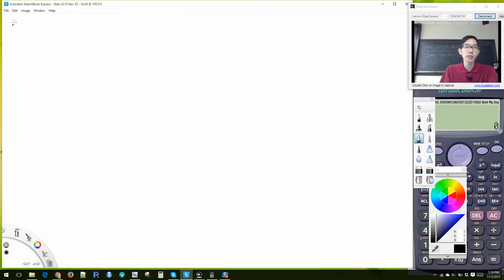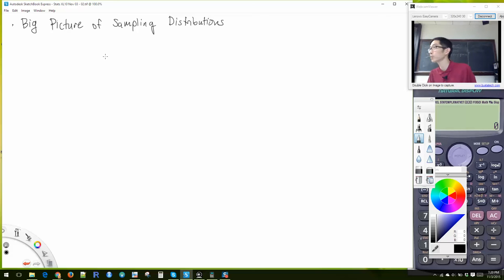Okay, so let's talk about the big picture of sampling distributions. Here's the idea behind a sampling distribution. If you remember from the beginning, we said, what is statistics all about? Statistics is about sampling and what? Okay, so one of the big reasons why we study statistics is because we can make conclusions from limited data. And what does it mean to make conclusions from limited data?